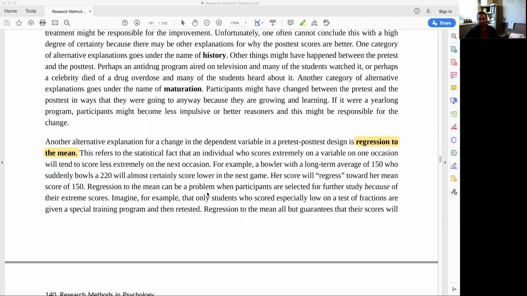Your textbook uses the example of a bowler, that if your average is 150 and you bowl a 220, you can almost guarantee that you're going to do worse the next game. You're probably not going to get 225 the next game. You're probably going to get like a 140 the next game, right? You're going to get closer to what your average is. And same thing goes with a lot of different tests, that if you consider yourself to be average in math and you have a really good test, your next test is likely to go down because it's going to get closer to the mean.